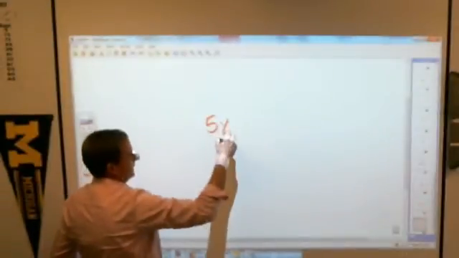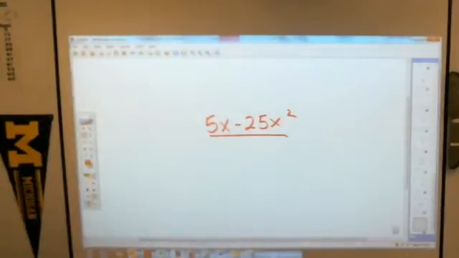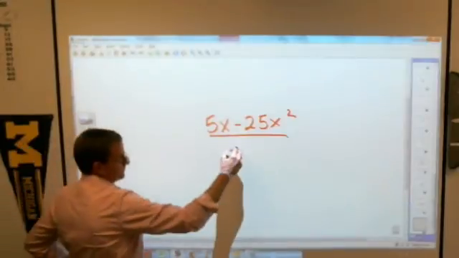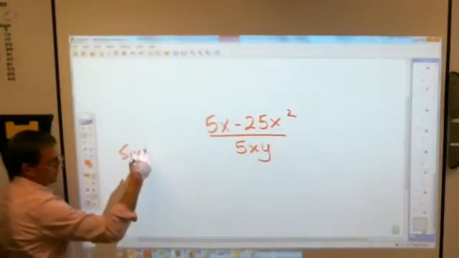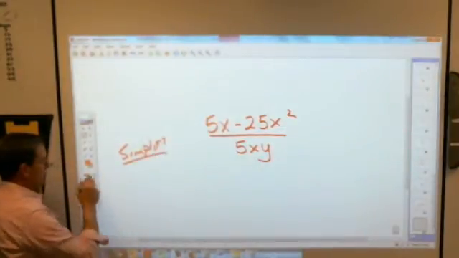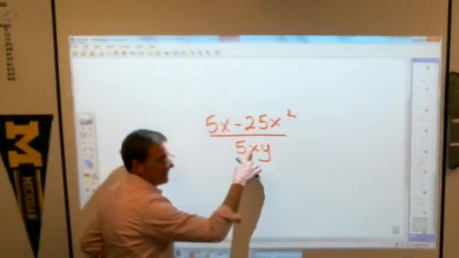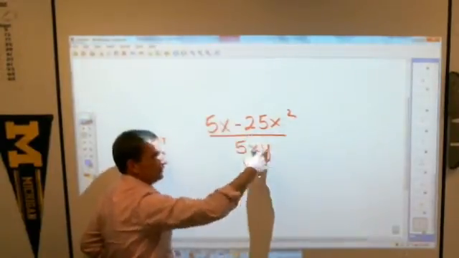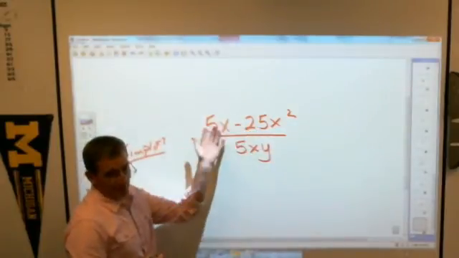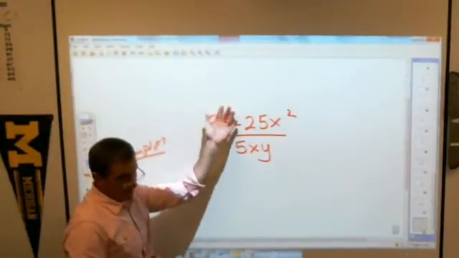Watch this one. 5x minus 25x squared all over 5xy. And the directions again say to simplify. So the first thing probably to do is understand that the bottom, these are factors of each other. If you could find a factor on top with a 5, it would cross off, an x on top, and a y would cross off. But these are not factors on top. This is a subtraction problem. You're going to have to factor something out and get some parentheses before you make things factors.